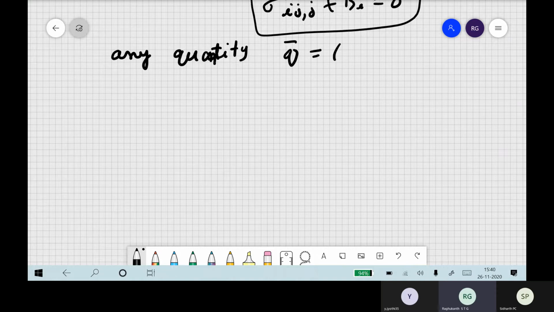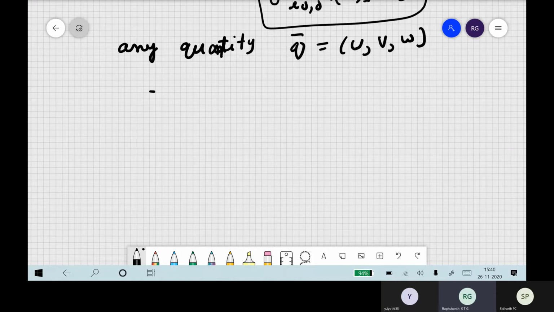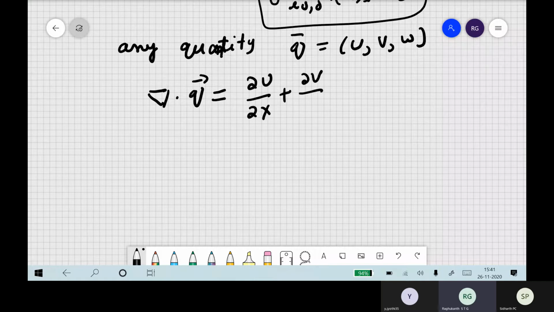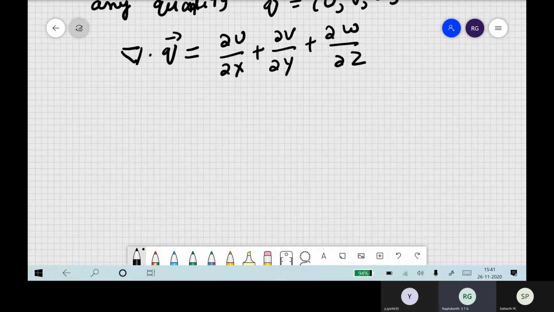See, for example, if I have displacements, okay. So now I will find out the divergence. Okay. So what is the divergence of a vector? So dou u by dou x, it is a scalar quantity. Okay. So dou v by dou y plus dou w by dou z. Okay. So now this is the divergence of this one.